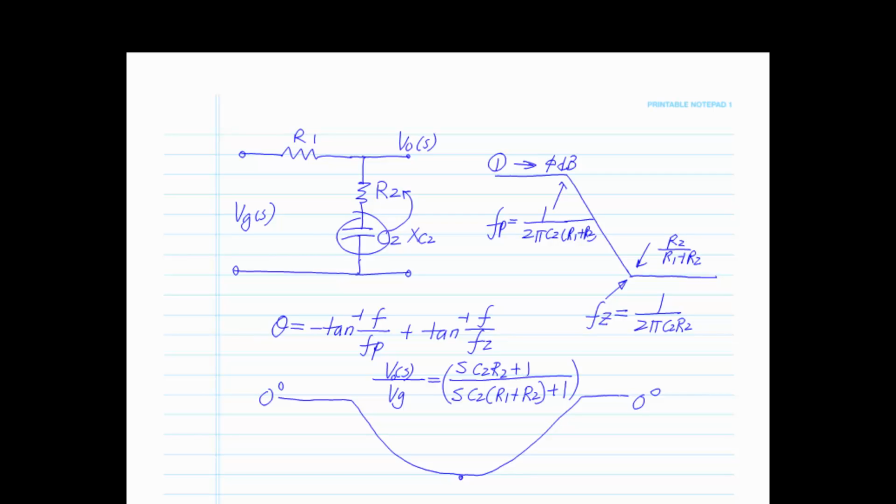As this frequency occurs first, this pole comes first, you see that's where this pole comes in, it starts pulling me down, and then the zero comes in. So at high frequency, the S C2 R2 is much greater than 1, and the S C2 times R1 plus R2 is much greater than 1, and you can see everything goes out, and it's R2 divided by R1 plus R2, and that's where this stage is. So you can see we got the high frequency end, we got the low frequency end, and the middle goes from high to low. And that's how you can make your determination very quickly on looking at things to get the Bode plots. And these are what's called Bode plots.